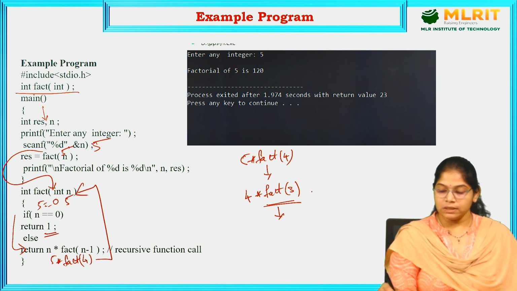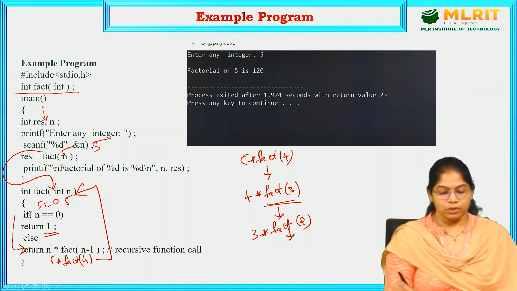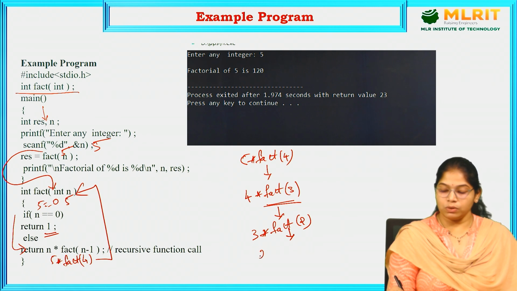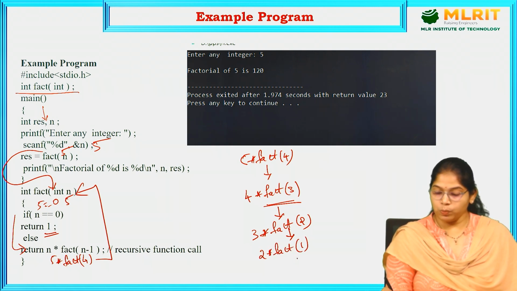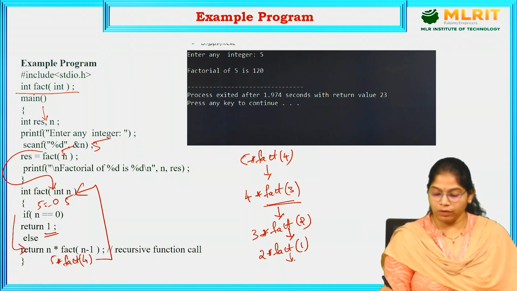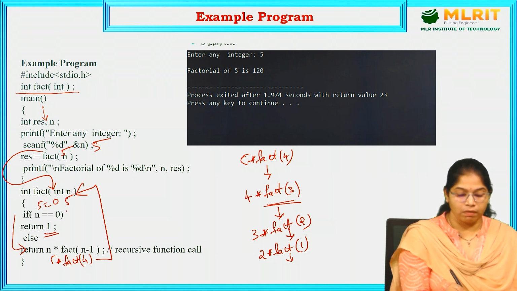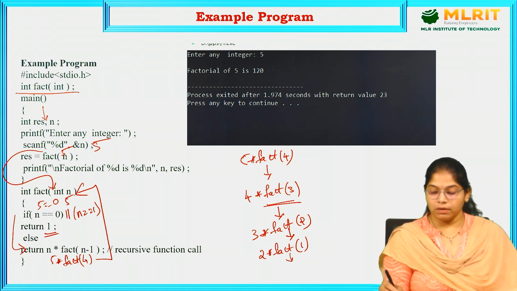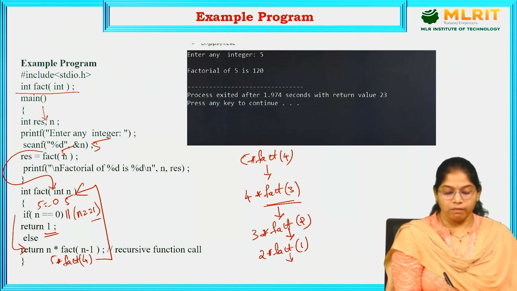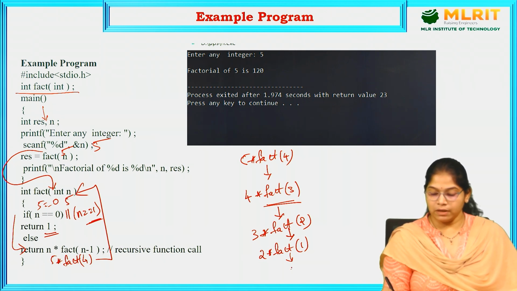Is 3 equal to 1? No. So else block of statements, fact of 2. Now is 2 equal to 1? No. So it has to perform the else block, fact of 1. Fact of 1 is a function call. Here n is 1. Is n equal to 1? Yes. So if n equal to 1, it has to return 1.